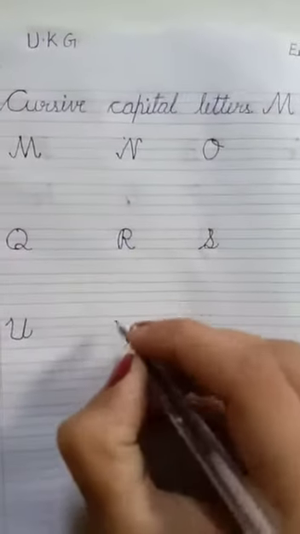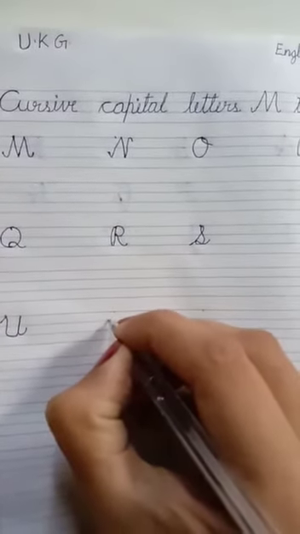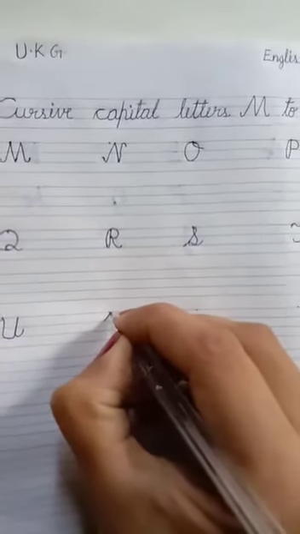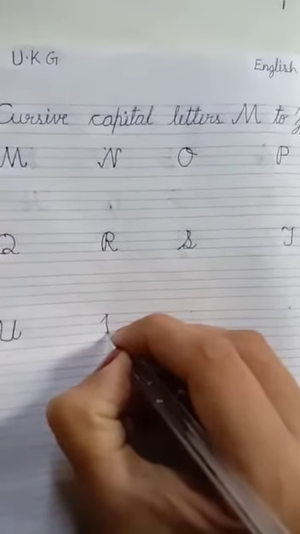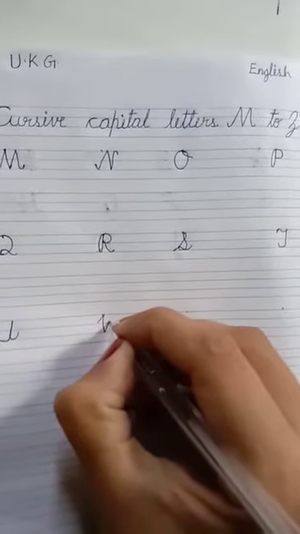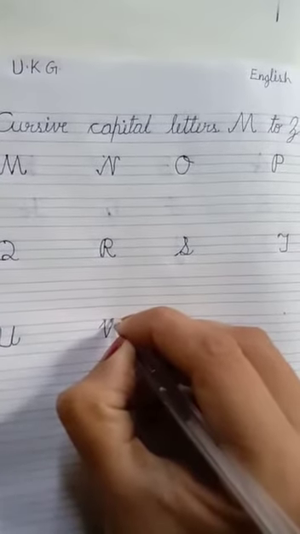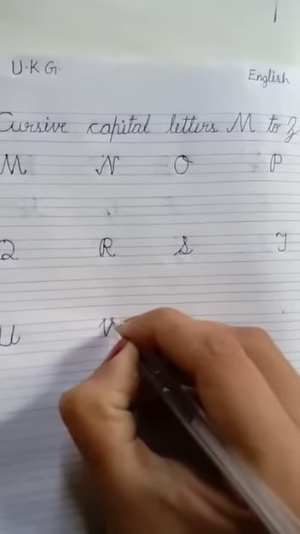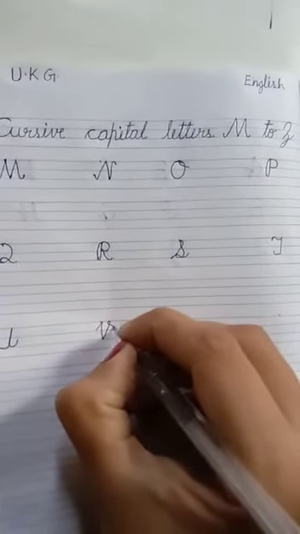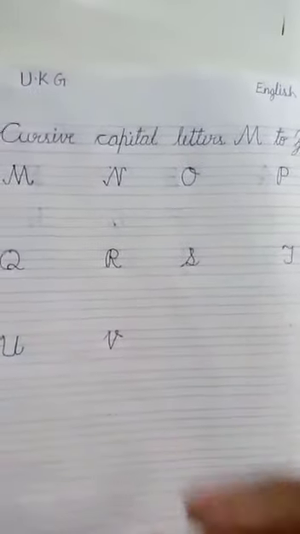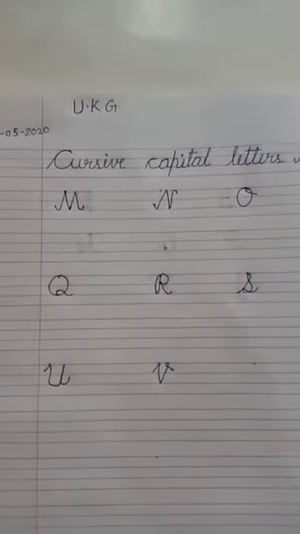now V starting with a curve at the first line, moving down towards the third line, moving back up on the top line. We take around this curve and finish on the second line. Okay, V.